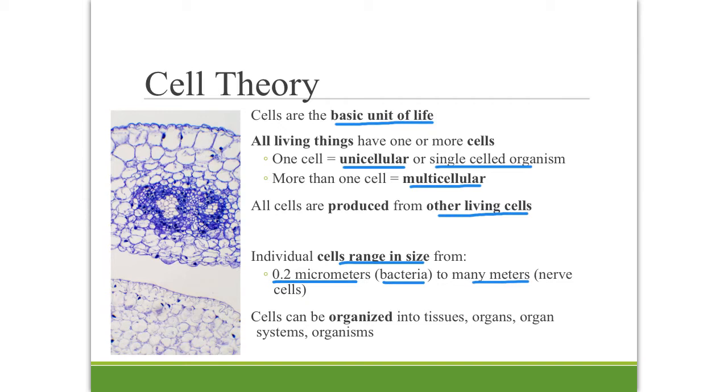Cells themselves can be organized, as we talked about in the characteristics of life discussion. A group of cells that have a similar function are a tissue, and then tissues can be organized into organs or organ systems, eventually to that organism.